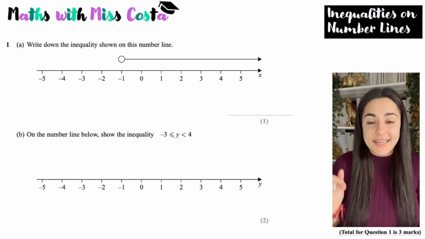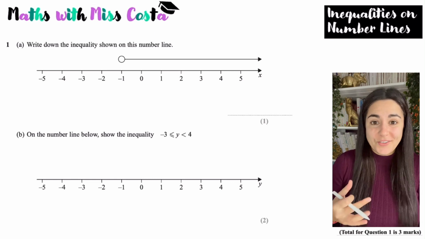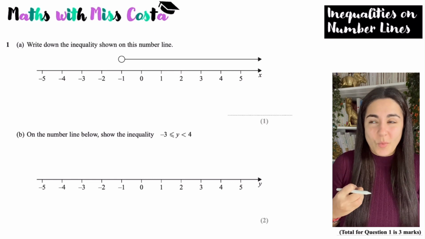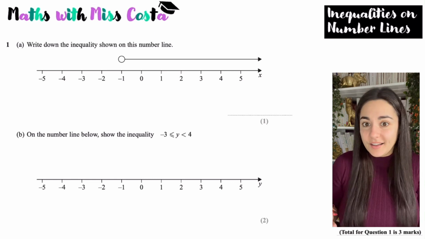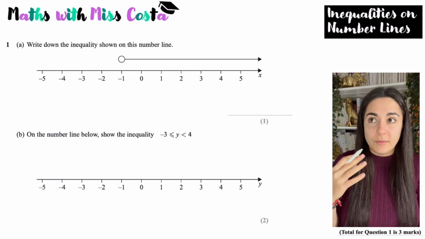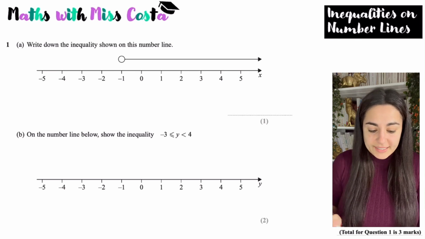Our first question is about inequalities on number lines. All an inequality is, is a representation of something where you don't know the exact value, but you know that it's larger than or less than or can be equal to something. So let's have a look at this.